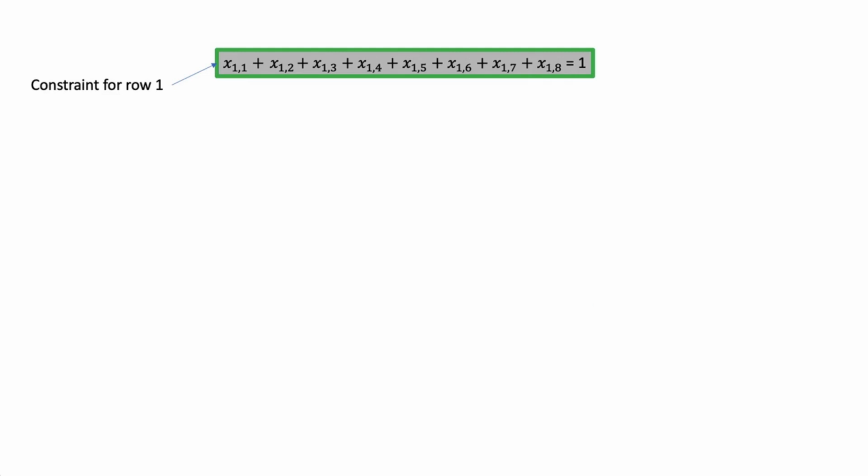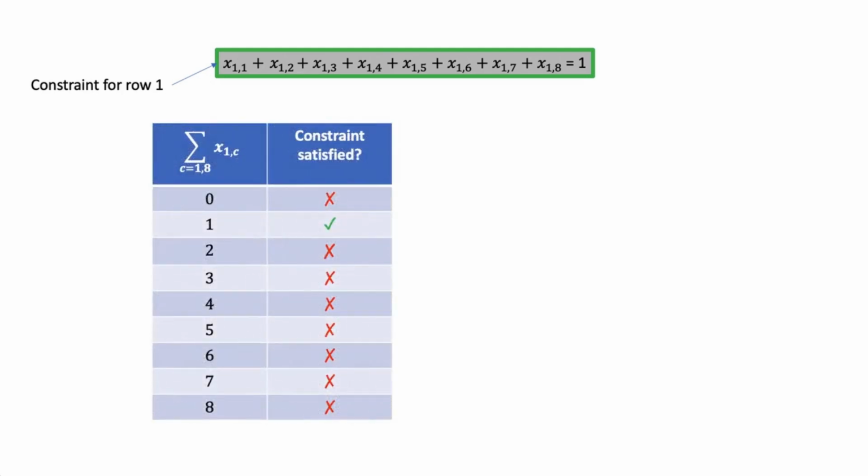Here is a constraint for the first row. The subscripts on x are the row and column of the cell associated with x. Let's rewrite that using a summation and enumerate its possible values in a table. When the summation is equal to 1, the constraint is satisfied, and otherwise it is violated.